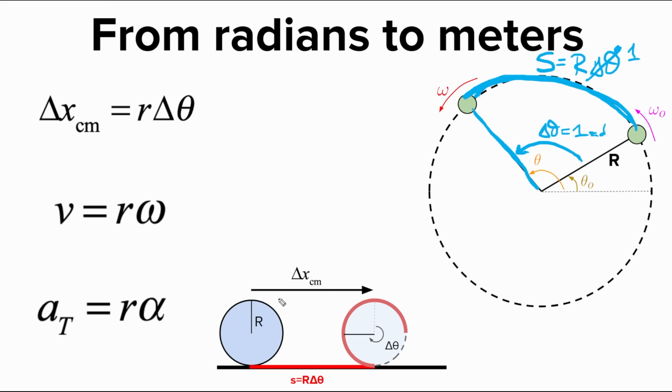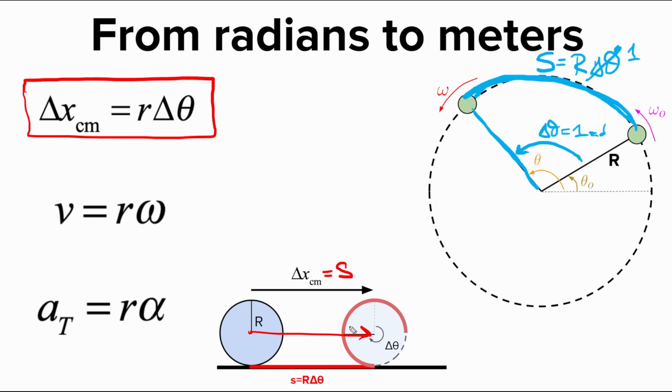Think about it if you don't believe me. That means the center of mass is moving the same amount as the arc length, and so that's why they write it like this. The center of mass of an object that's rolling without slipping, and it's important that this has to be rolling without slipping, the distance this center moves forward is just equal to the arc length. And we know the arc length is r times delta theta.